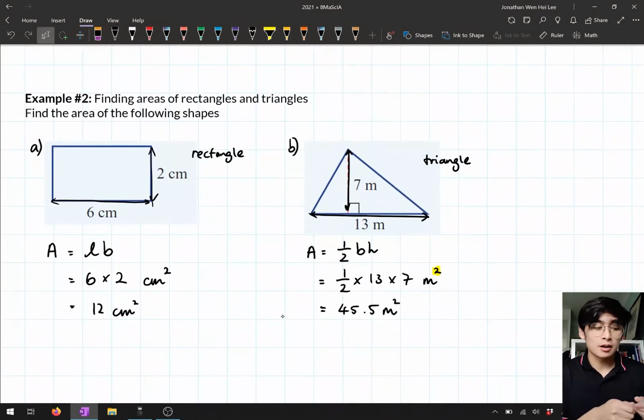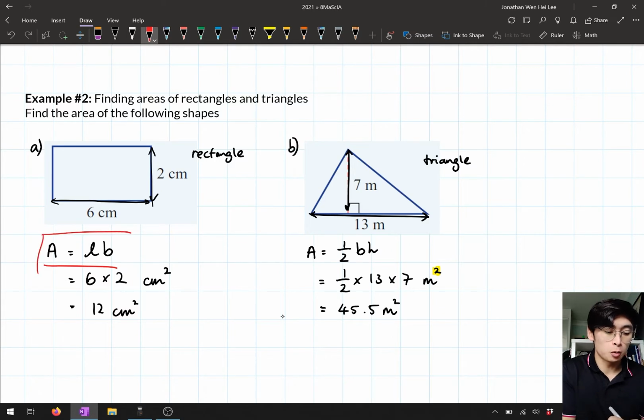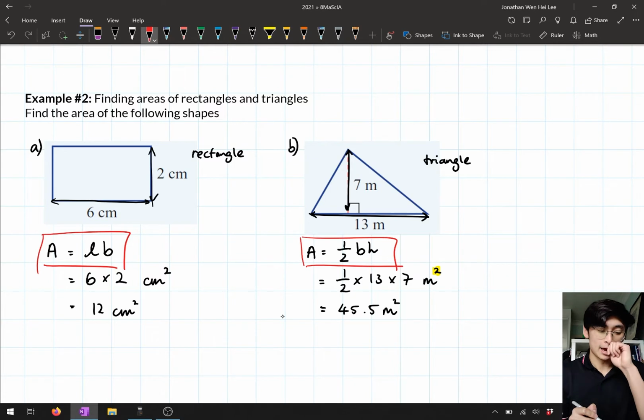So when we want to calculate the area of a 2D shape, what we want to do is firstly identify what type of shape we have. Is it a rectangle? Is it a square? Is it a triangle? And then from there, write down the formula. So here, my rectangle, my area formula was A is equal to LB. For my triangle, A is equal to half BH.